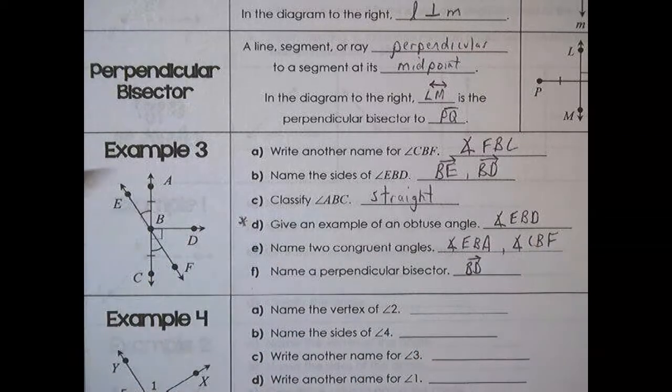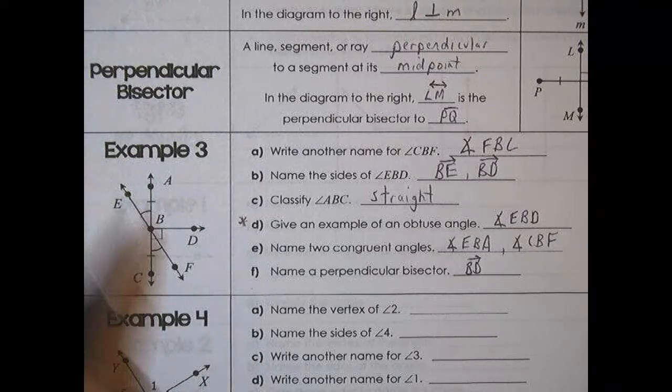That was my choice. You could have also chosen angle ABF. Let's see. I don't see any others that you could have chosen here that are definitely obtuse. Actually, you could have chosen angle EBC out here as an obtuse angle. There's probably a couple others, but I might not be seeing them.